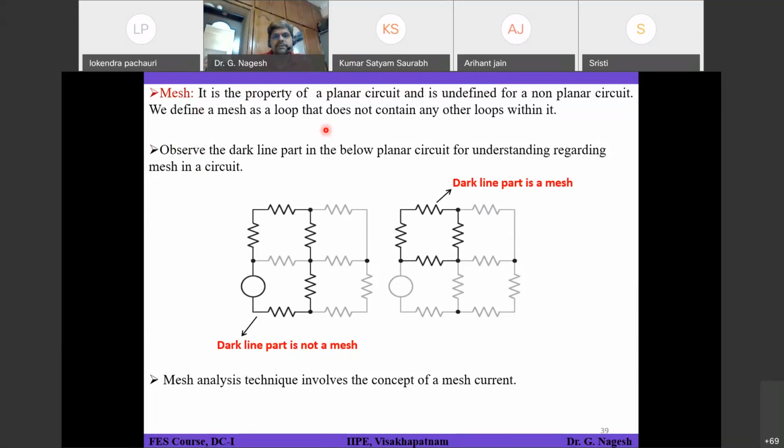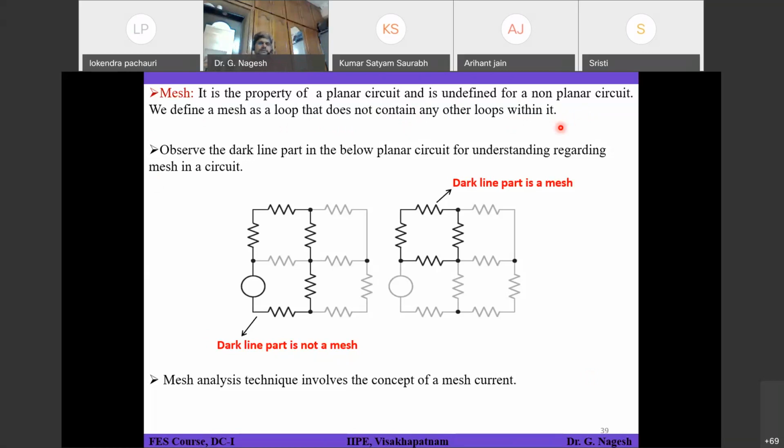Mesh is a property of a planar circuit. First of all, it's a planar circuit, and it is undefined for a non-planar circuit. So you can't work mesh analysis on a non-planar circuit. Okay, next what it is saying, we define a mesh as a loop that does not contain any more loops within it. Okay, so mesh analysis is applicable for only planar circuits.